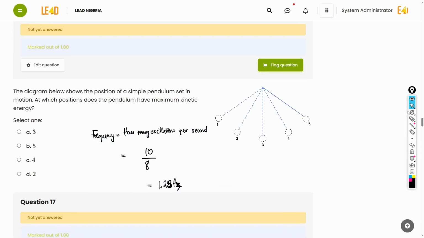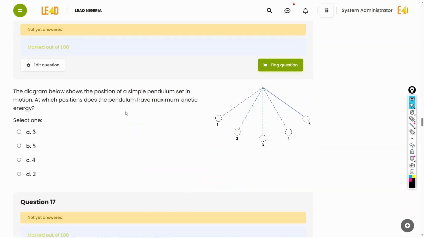All right, question 16 says, the diagram below shows the position of a single pendulum set in motion. At which positions does the pendulum have maximum kinetic energy? All right, so maximum kinetic energy. We solved this a while back. I think it was question 9, where we actually took time to explain. So if you want to, you can go back there and watch it. But I'll just do a quick one again.